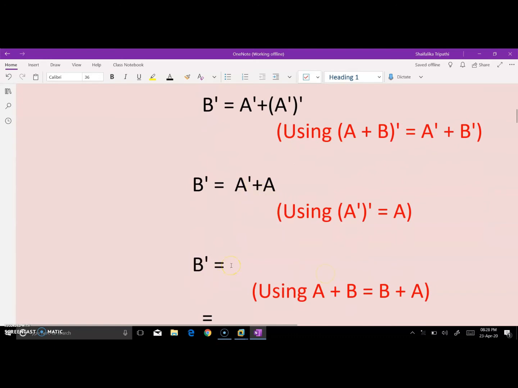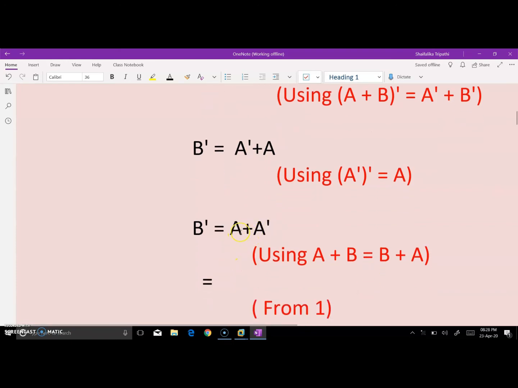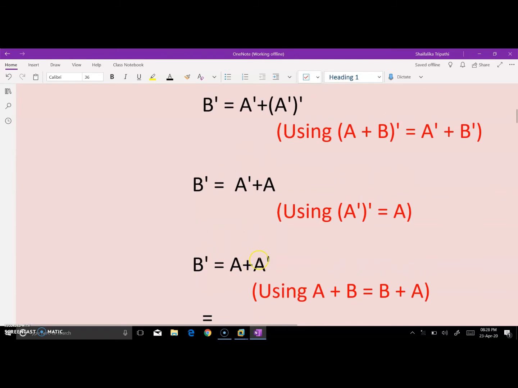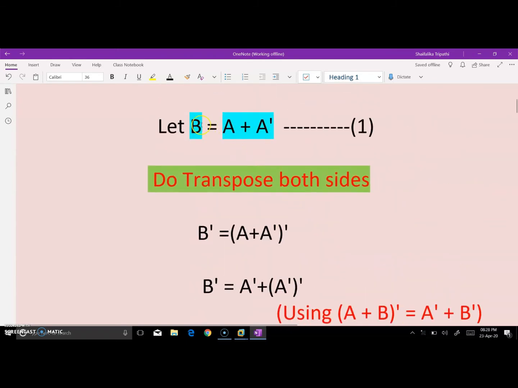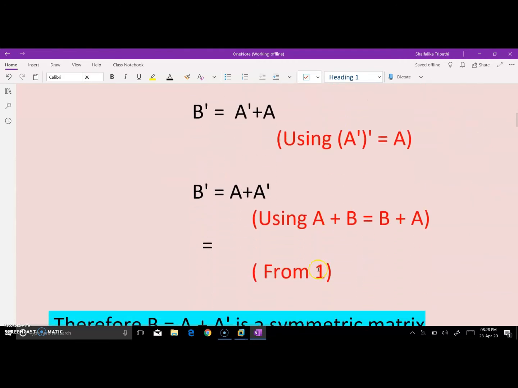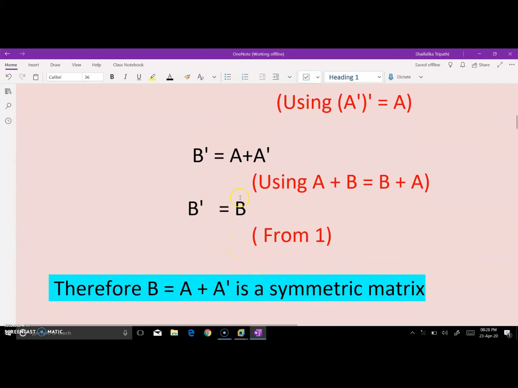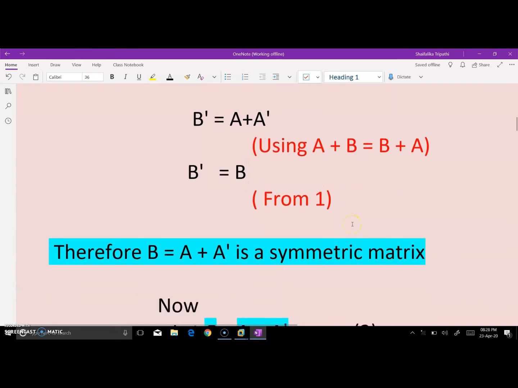So the right hand side will be A plus A transpose, right? As you know that we have already denoted this A plus A transpose as B. So from equation 1 that I have mentioned here, the left hand side remains as it is, and this is B, right? And you know what is the condition of a symmetric matrix? When the transpose of the matrix is equal to that particular matrix, right? So you can say that A plus A transpose is a symmetric matrix. So this is the proof of the first half of the theorem.